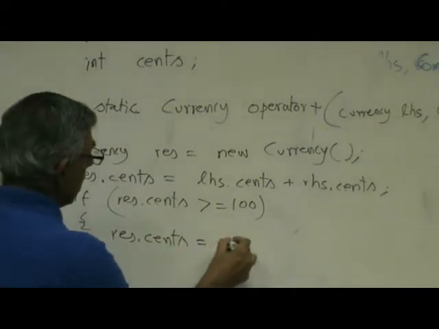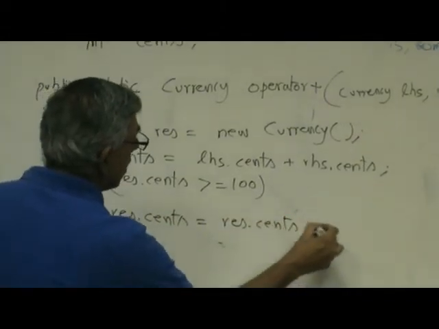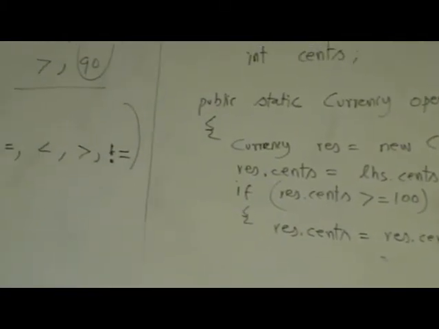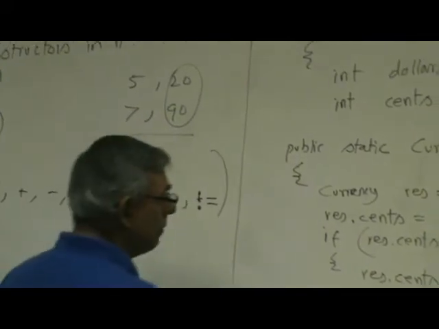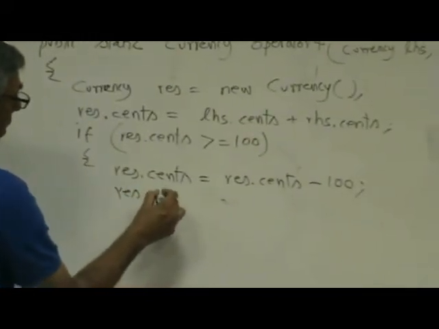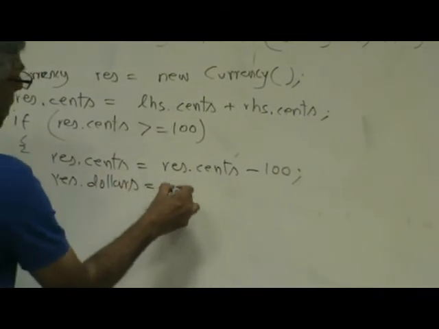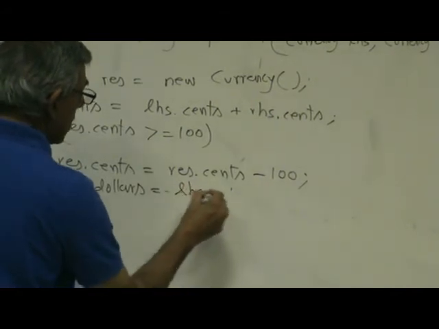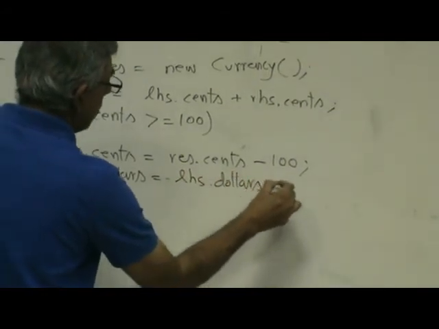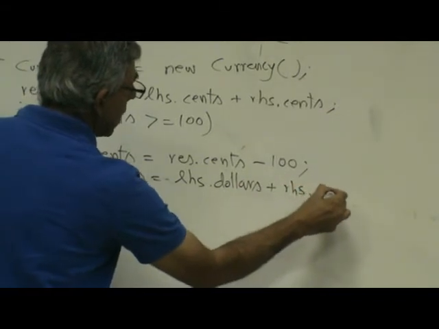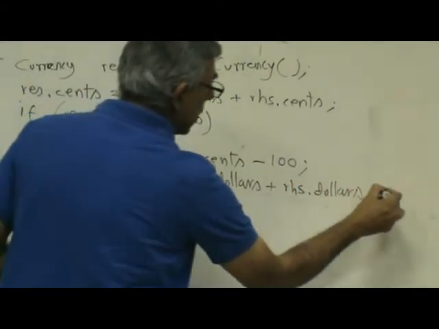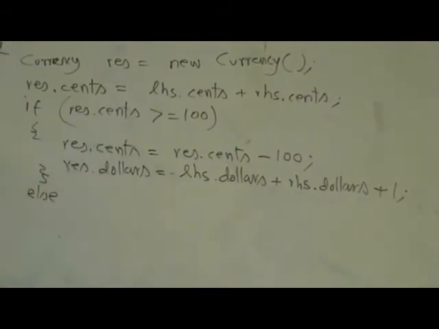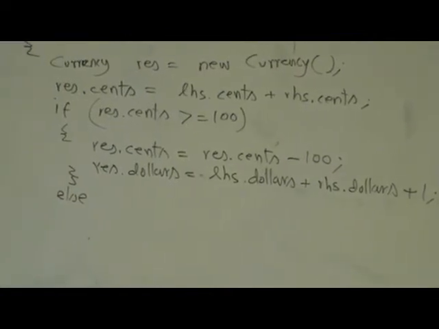Res.cents equal to res.cents minus 100, right? So if it became 110, we will subtract 100, so it will become 10 cents. However, in that case, what do we have to do? Res.dollars equal to LHS.dollars plus RHS.dollars plus 1. Everybody agrees?